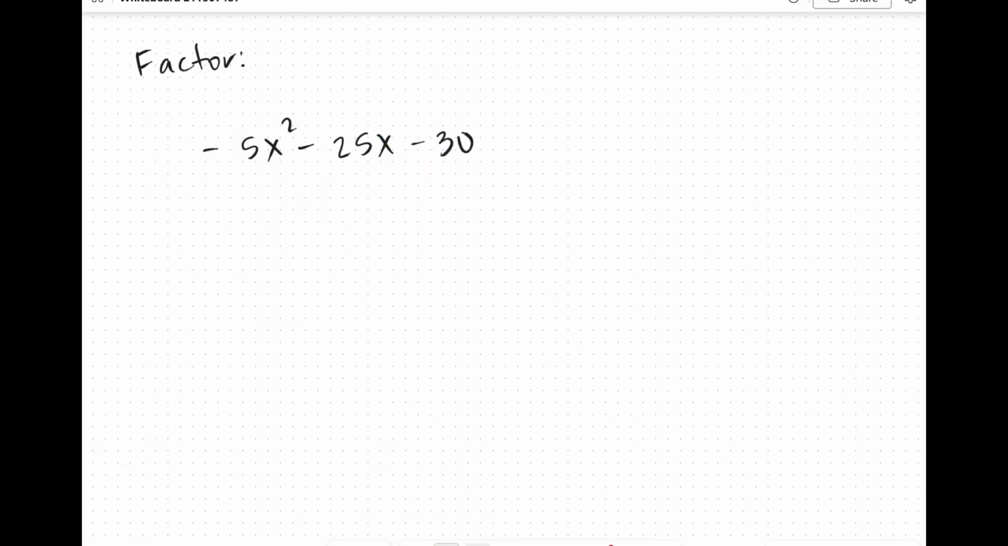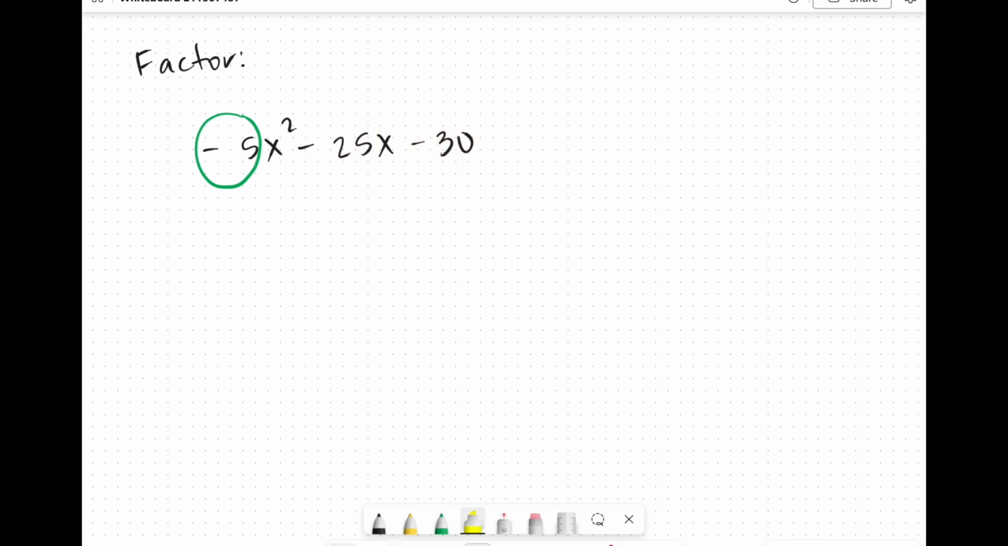This last question of this recording will ask you to factor. It does not have an equal sign, so you're not solving anything. And you may look at it and say, well, the leading coefficient here is not 1, and you're right. The leading coefficient is not 1, so we cannot go ahead and break down our negative 30 and see what numbers multiply to negative 30 and add to negative 25, simply because that leading coefficient is not a 1. The procedure I just showed only works for trinomials where the leading coefficient is 1.